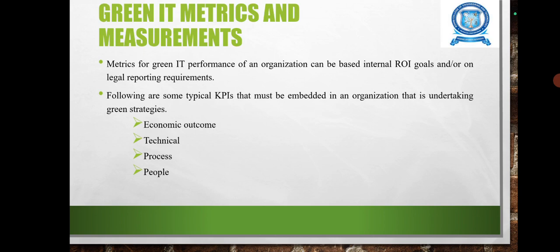The next one is process. It is used to optimize supply chain management. Using this, you can reduce or re-engineer individual processes. The next one is people. You have to train people for green IT at all levels, and telecommute once a week to reduce emissions.